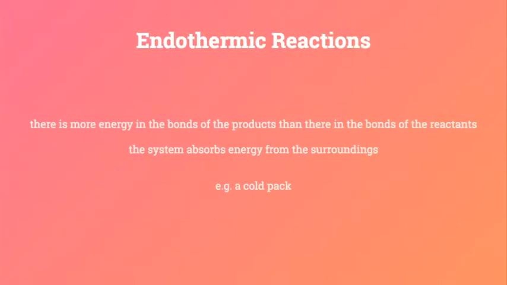So let's start off with an endothermic reaction. If a process is endothermic, thermal energy is absorbed from the environment into the system, and it means that there is more energy in the bonds of the product than there is energy in the bonds of the reactant. Energy needs to therefore be put into the reactants to form the higher energy bonds in the products. An example of this is a cold pack. When you combine the reactants in the cold pack, a new product is formed, and in that reaction, heat is absorbed, making it cold.